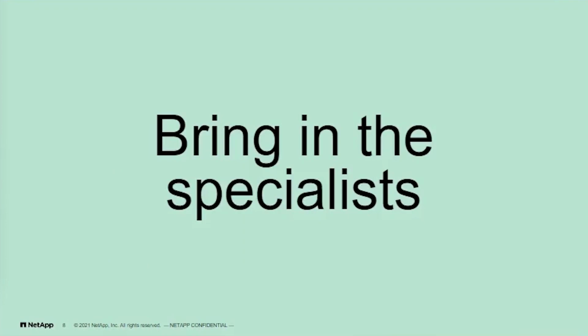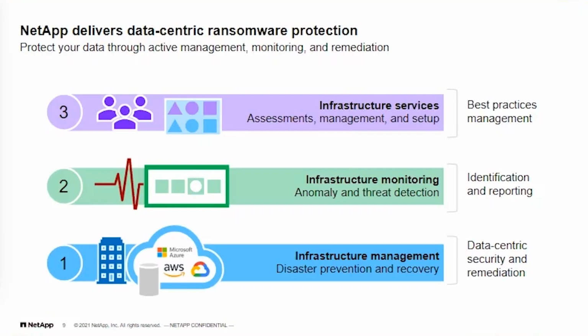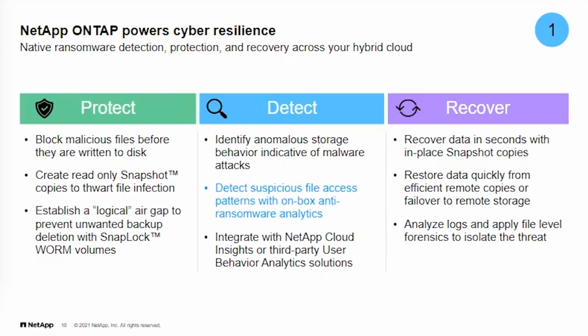So let's talk about bringing in the specialists. NetApp looks at this multi-layered problem from multiple layers. At the foundation of this is infrastructure management. This is at the data storage layer, what we do to prevent and recover from ransomware attacks. We then have capabilities around infrastructure monitoring to look at anomalies and threat detection. And then finally, we have services that allow us to do assessments, fully managed capabilities, as well as setup. And I'll talk to each of these categories.